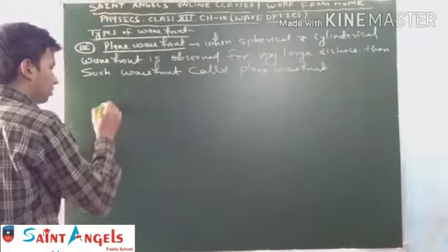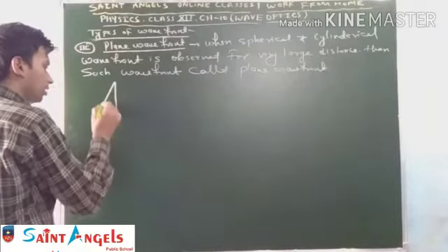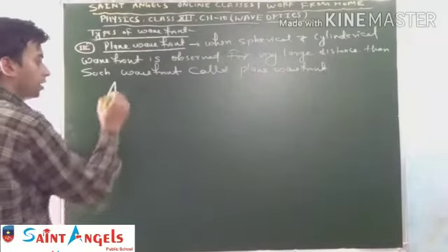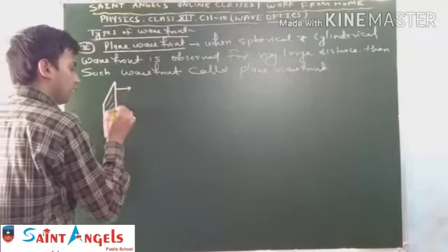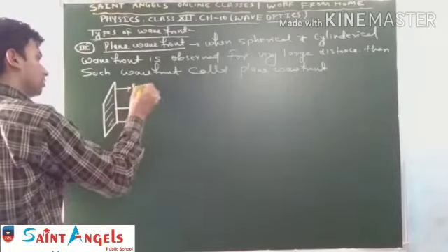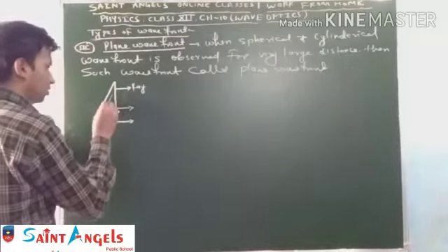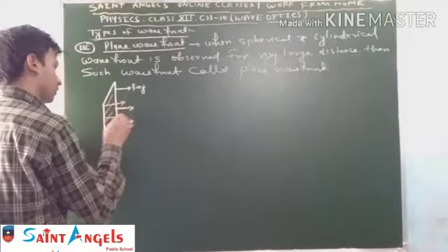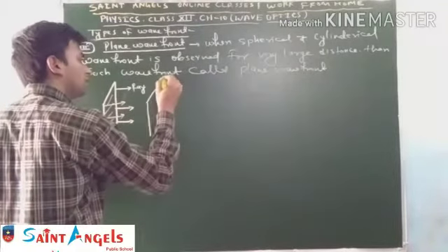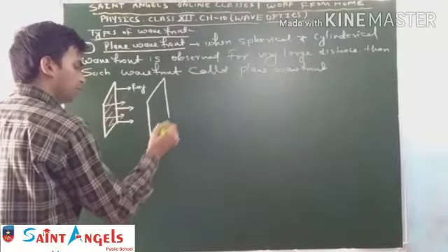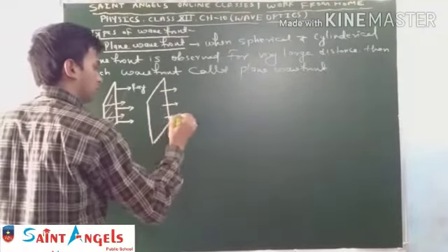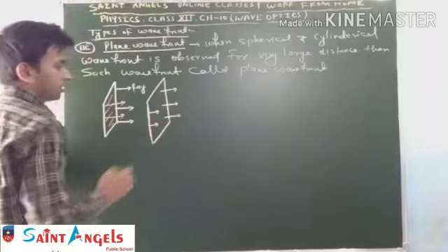So draw the plane wavefront. It is a plane wavefront, and the line perpendicular to the plane wavefront is a ray. So these are the rays. Similarly, this is another plane wavefront, and these are the rays.